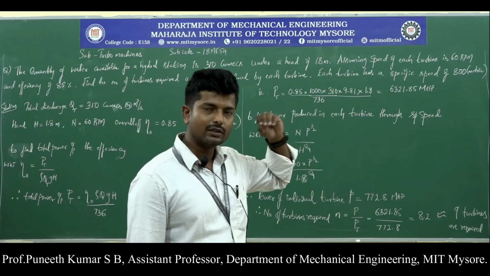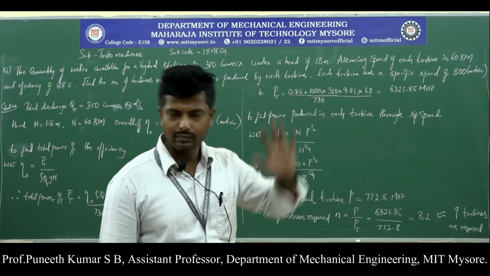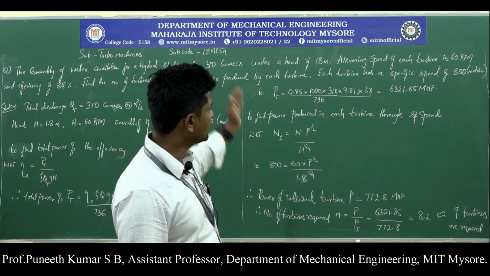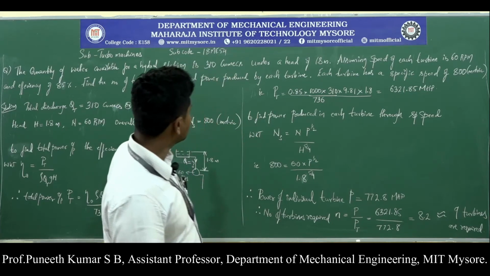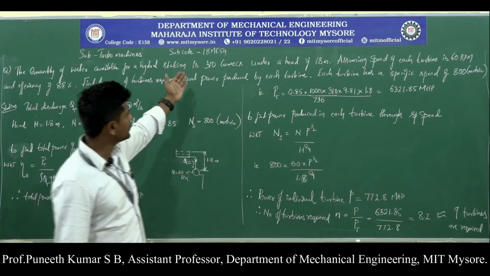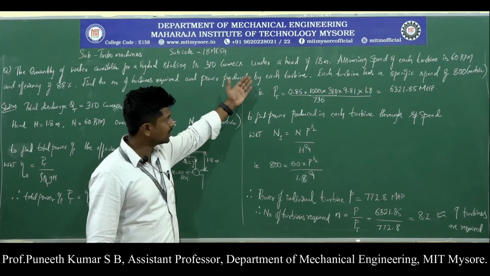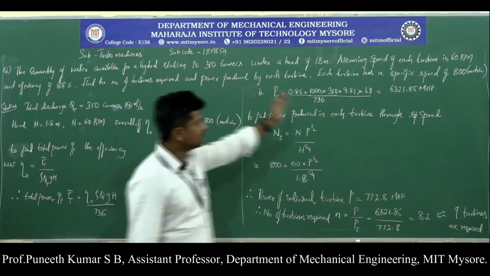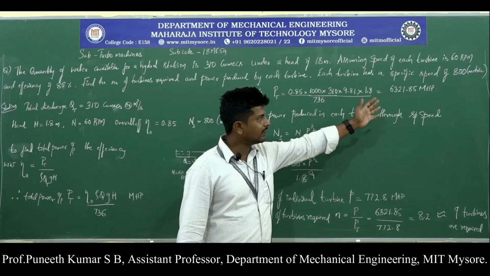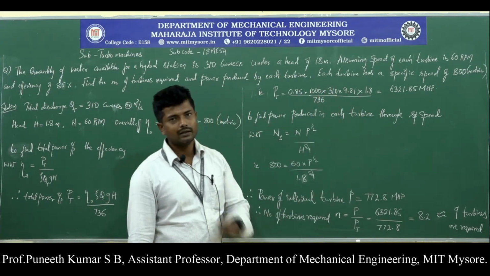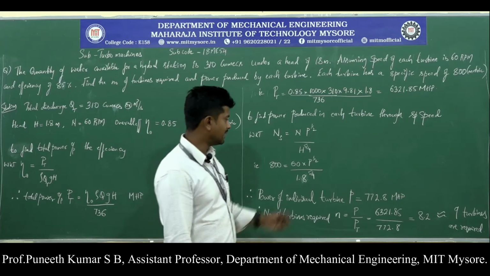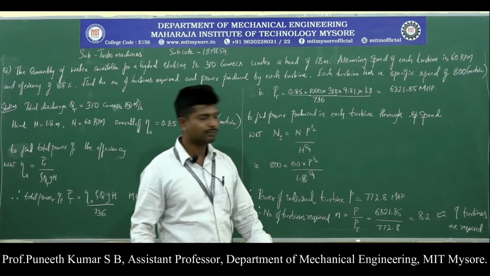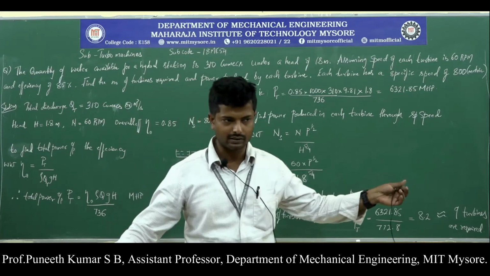So if you install a total of 9 turbines, we will be fulfilling the requirement. The 9 turbines will be consuming 310 cumecs of water under a head of 1.8 meter, which will be producing 6321.85 metric horsepower. At the individual level, when it is rotating at 60 rpm, it will be producing 772.8 metric horsepower.